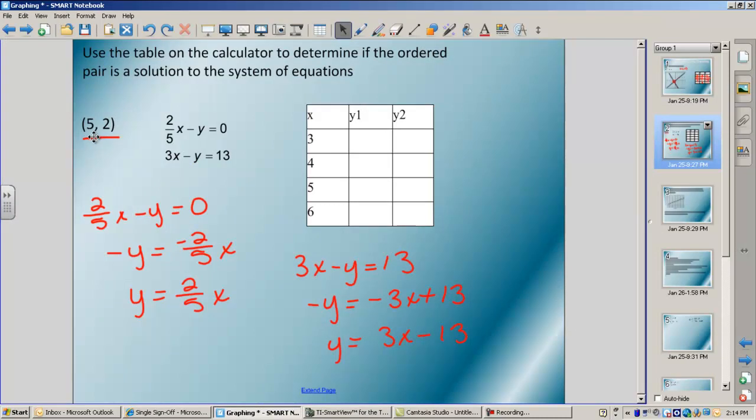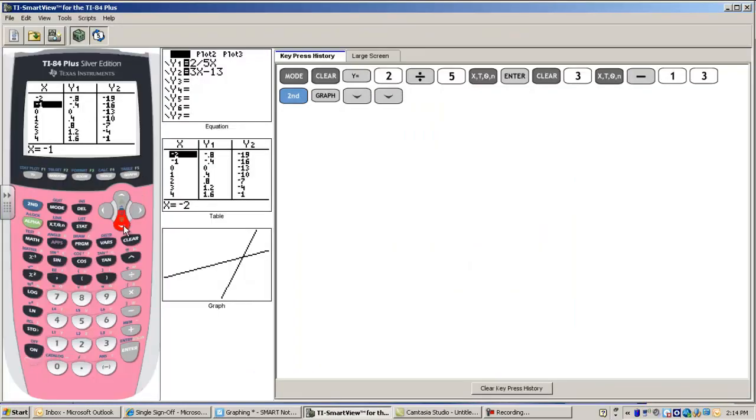That means x equals 5, and y is 2. And if there's a solution, then when I get to the 5, both of these should say 2. So we're going to go look at our table, and you'll see right here at 3, y1 is 1.2, but y2 is -4. So that's clearly not the solution.